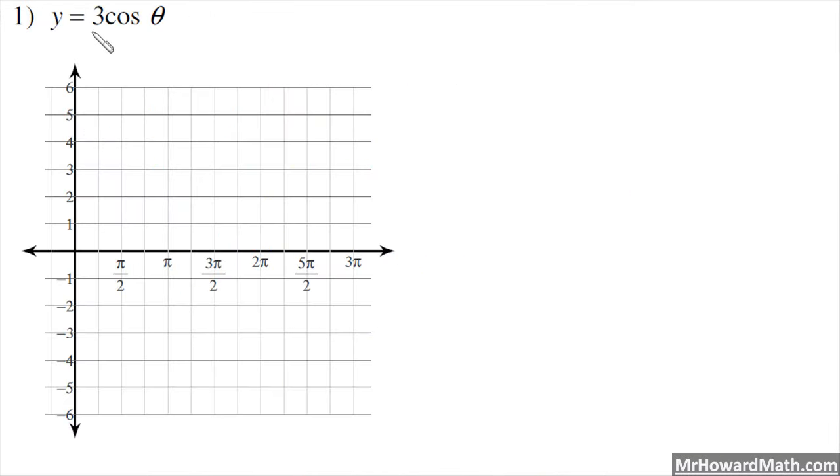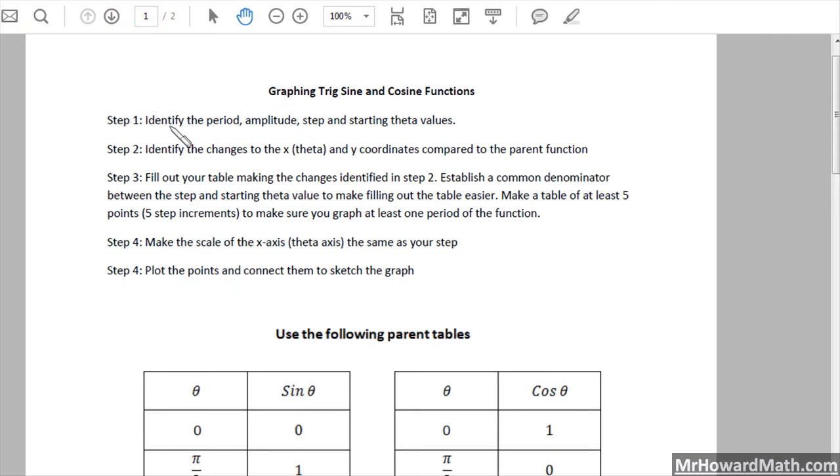Alright, so let's look at this first example. This would be the first one on Trig Graphing Practice 1 for my students. So let's do step 1 here. Let's go back to it. Identify the period, amplitude, step, and starting theta values.